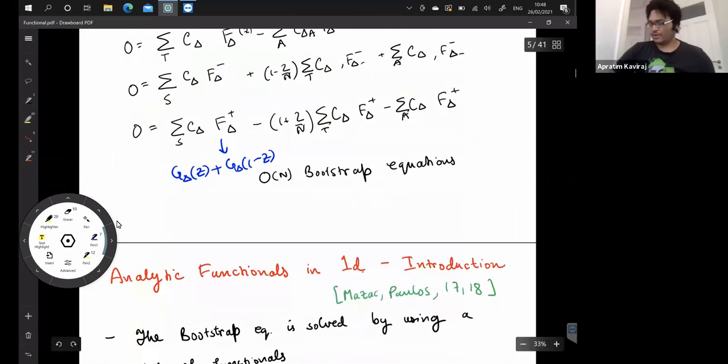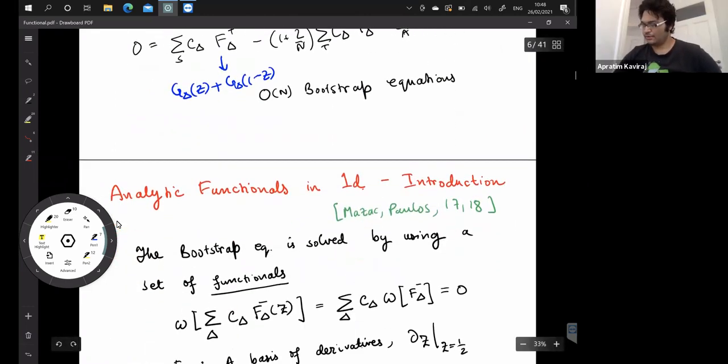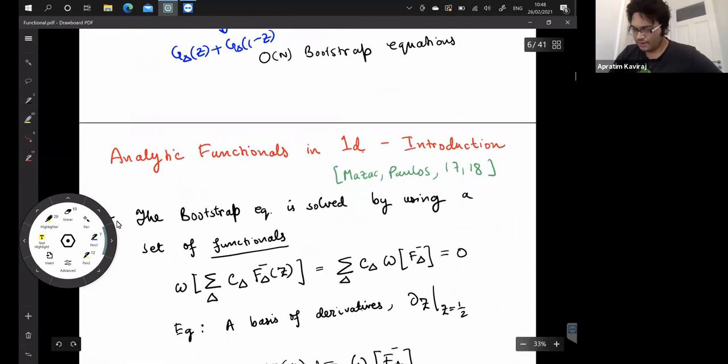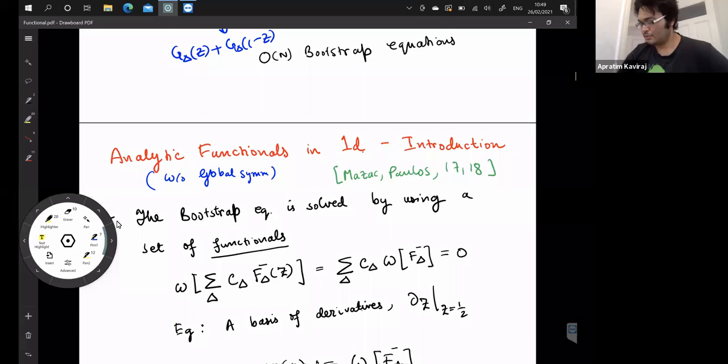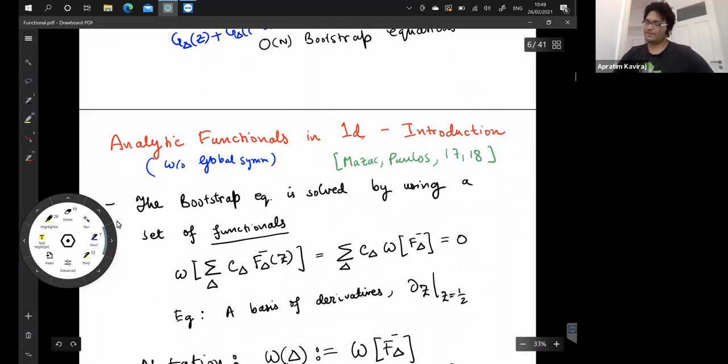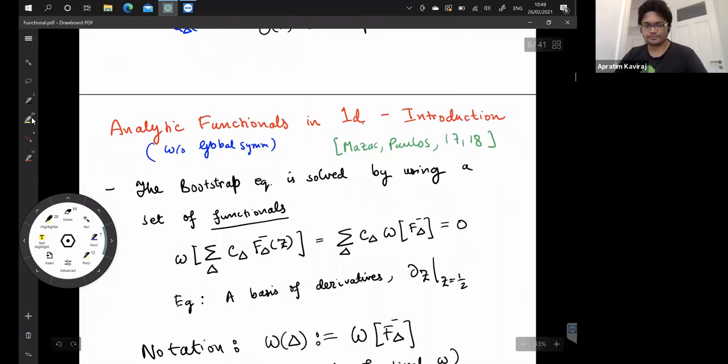Okay, so if there are no other questions, I will move on to introducing the analytic functionals in 1D without global symmetry. Let me begin by saying that if you have a bootstrap equation in 1D and without any global symmetry, it is basically solved by using a set of functionals.